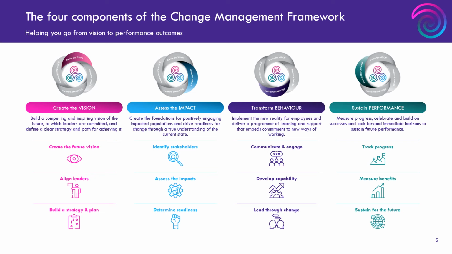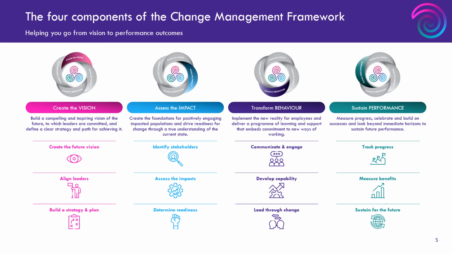Then moving into actually implementing the change. Once we know how people are going to be impacted, we can respond accordingly. We know the types of communications and information they need. We know whether they need training and new capability, and we know the way in which to engage them in that to deliver maximum transformation of behaviour. And then finally sustaining performance, so measuring benefits, tracking progress, sustaining the changes for the future so it sticks and we don't go back to old ways of working.